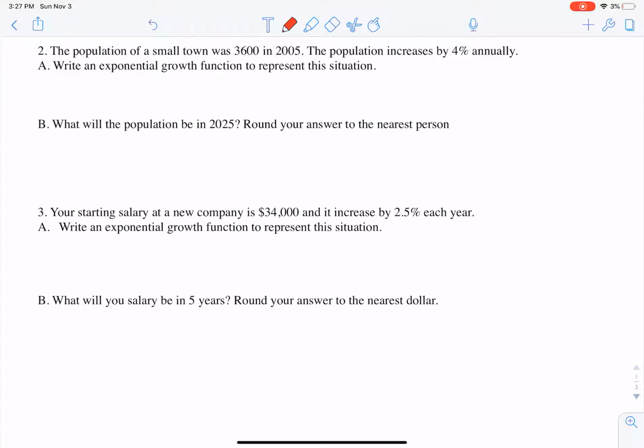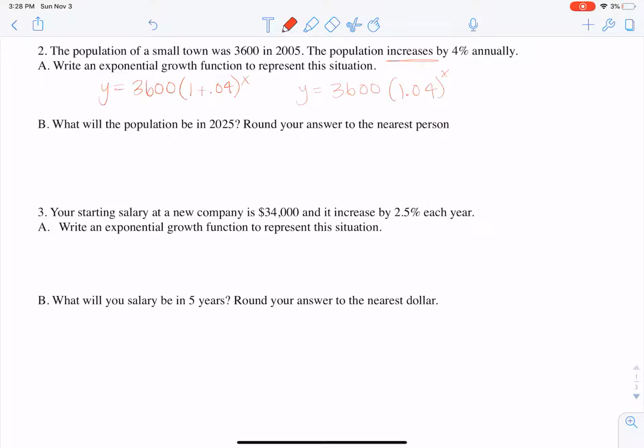So here's an example. The population of a small town was 3,600 in 2005. It increases by 4% annually. Write an exponential growth function to represent this situation. So y equals my starting value, 3,600, times 1, I'm talking about an increase, so plus 0.04, raised to the x power. So my equation simplified is y equals 3,600 times 1.04, not raised to the 0 power, raised to the x power.